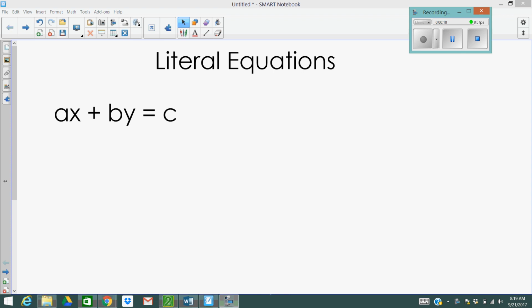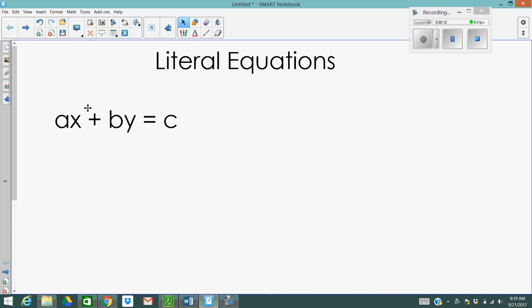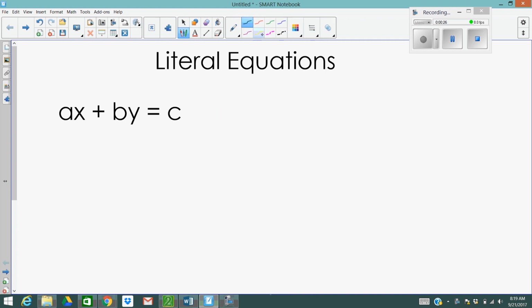So, the example that we have here, ax plus by equals c, is considered a literal equation because there is more than one variable. So what we're going to do is, when it says solve for x, it doesn't necessarily mean solve for x. What it more means is isolate x, because we can't actually solve for the value of x since there are multiple variables. So instead, we're going to isolate x.